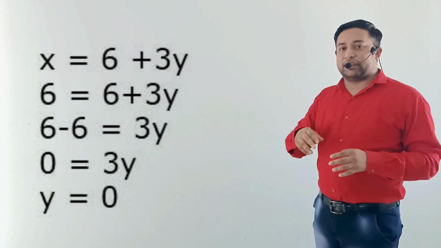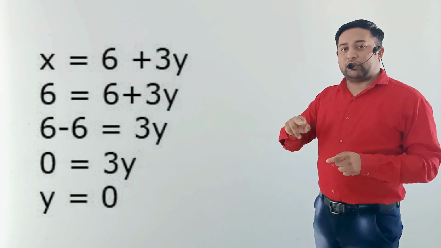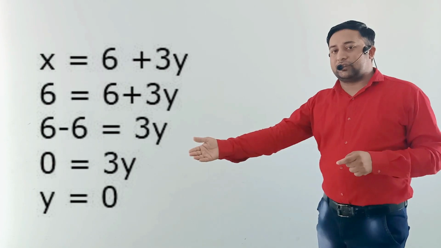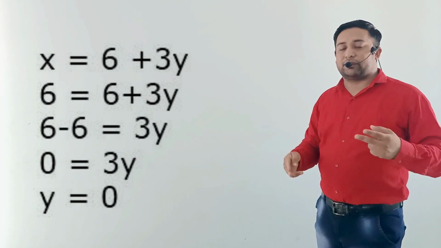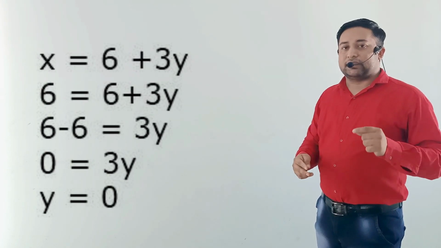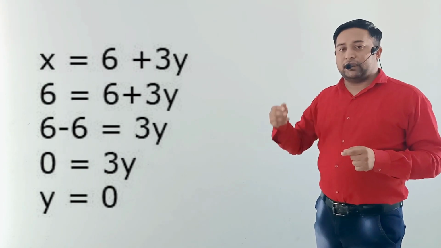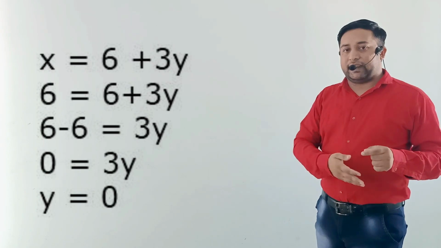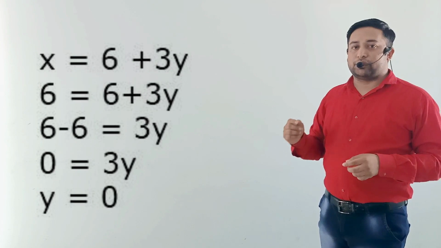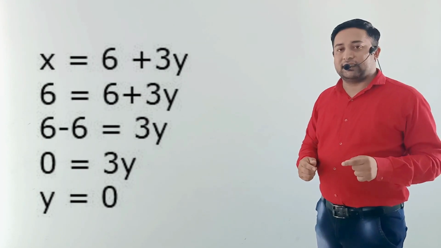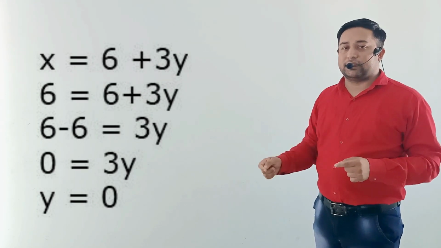So x is equal to 6 plus 3y. 6 is equal to 6 plus 3y. Taking 6 from the left hand side to the right hand side, 6 minus 6 is equal to 3y. 6 minus 6 is equal to 0, so 0 is equal to 3y. Taking 3 in the denominator, 0 divided by 3, y is equal to 0. So when the value of x is 6, the value of y is 0.